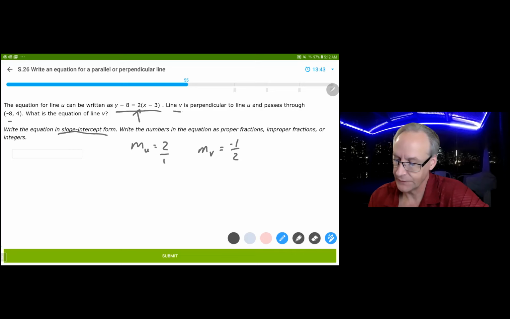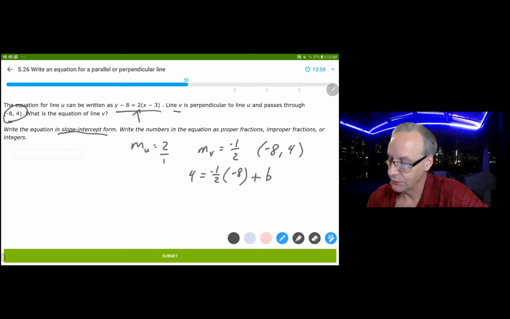And we want it to go through this point. So it's going to work out nice and even anyway. So the point we want is -8, 4. So I'm going to substitute it into the y equals mx plus b. I'm going to have 4 equals -1/2 times -8 plus b. And if you want to multiply this and divide, however you do it, you're going to get 4 plus b is equal to 4. And we're going to subtract 4 and get b equal to 0.